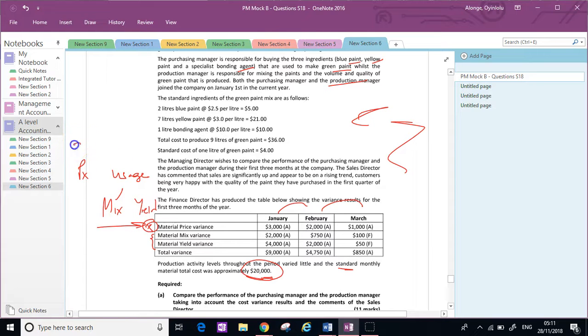So what we're saying here is we have a price variance of 3,000, a mix variance of 2,000, and a yield variance. This is for the month of January, for example. So we have a usage variance of 6,000, broken down into a mix of 2 and a yield of 4. In essence, we have a total variance of 9,000, so a deviation of 9 from the 20,000.